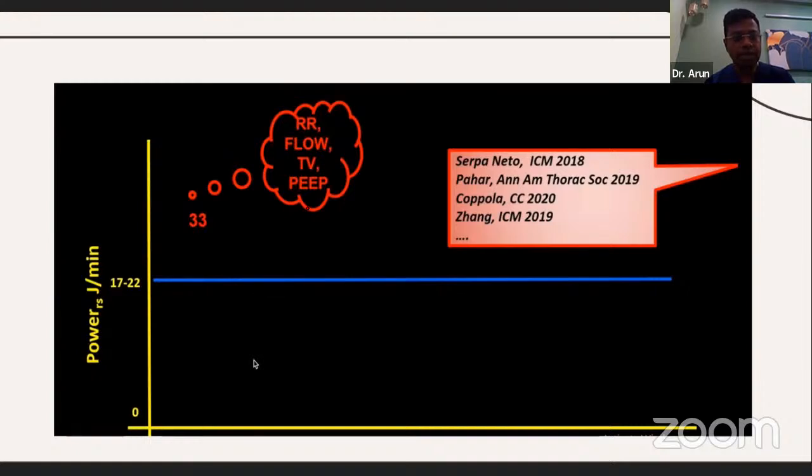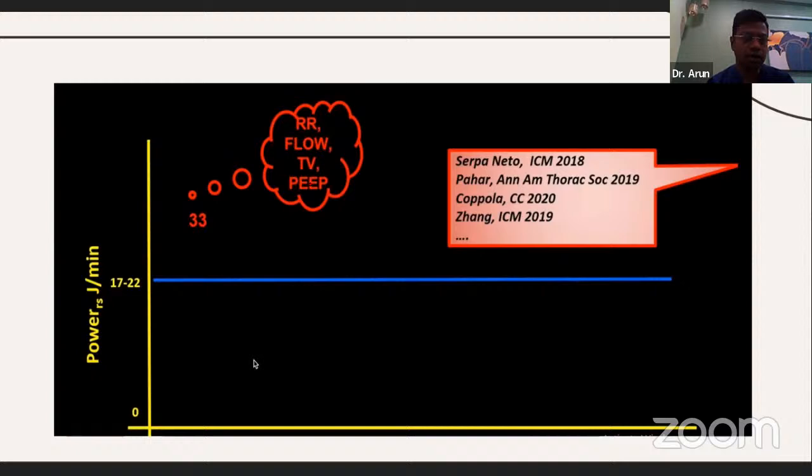But whatever evidence we have for mechanical power comes predominantly from retrospective studies. To date there are no large prospective studies available. That is the first limitation. Second, we know these are the parameters which can cause VILI and we have to adjust them. But which component should I give more importance to? Which parameter do I have to target first, and which after? If someone asks these questions, at present there is no answer.